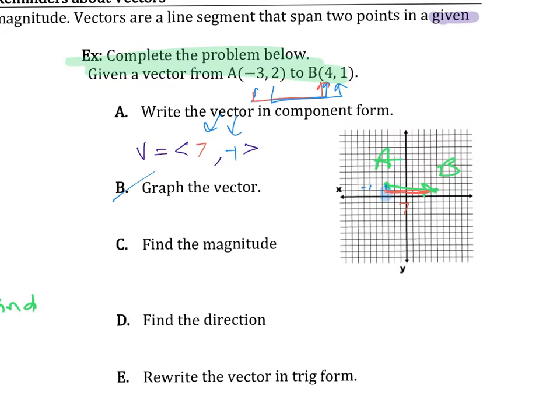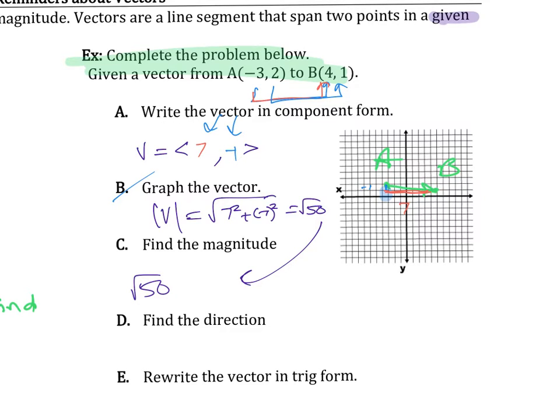So we graphed this already. Find the magnitude. So the magnitude is going to be the square root of 7 squared plus -1 squared, which is going to be the square root of 50. No need to simplify that radical. We're in calculus. We don't have to do things like that anymore. Find the magnitude. We just did. The magnitude is the square root of 50.